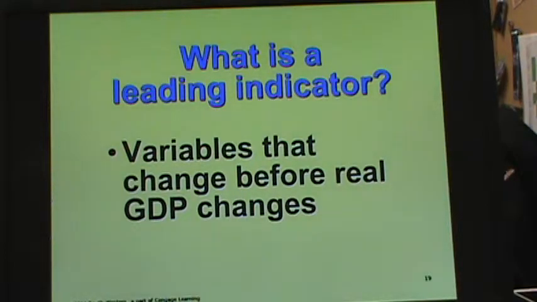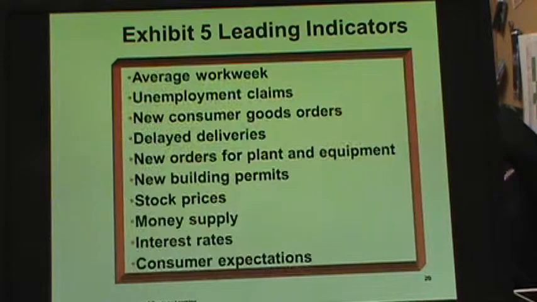Here is, and this is Exhibit 5 in your book. These are some common leading indicators that if these happen to show up in the United States, we can almost assume they're going to change our GDP in some sort of a way.